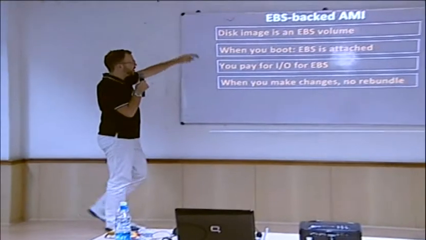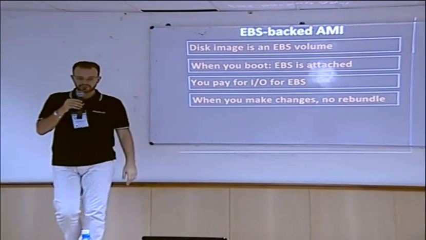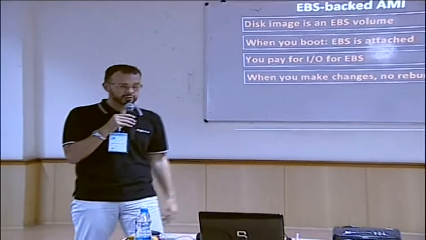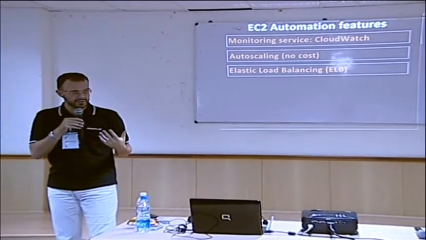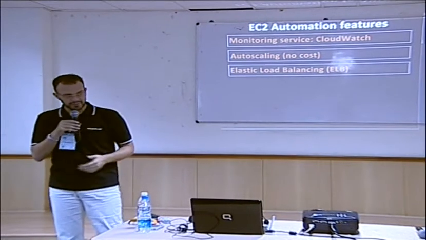And this is, of course, the S3-backed AMI. I already explained this. You need to rebundle the AMI, that's the term, if you want to keep the changes. And then this is the EBS-backed AMI. One little drawback is that when you use an EBS-backed AMI, you also pay for I/O operations to and from the disk. So it might be a little bit more expensive. There are also some automation features for Amazon EC2, auto-scaling, elastic load balancing, or monitoring like CloudWatch. But maybe we'll discuss this later.